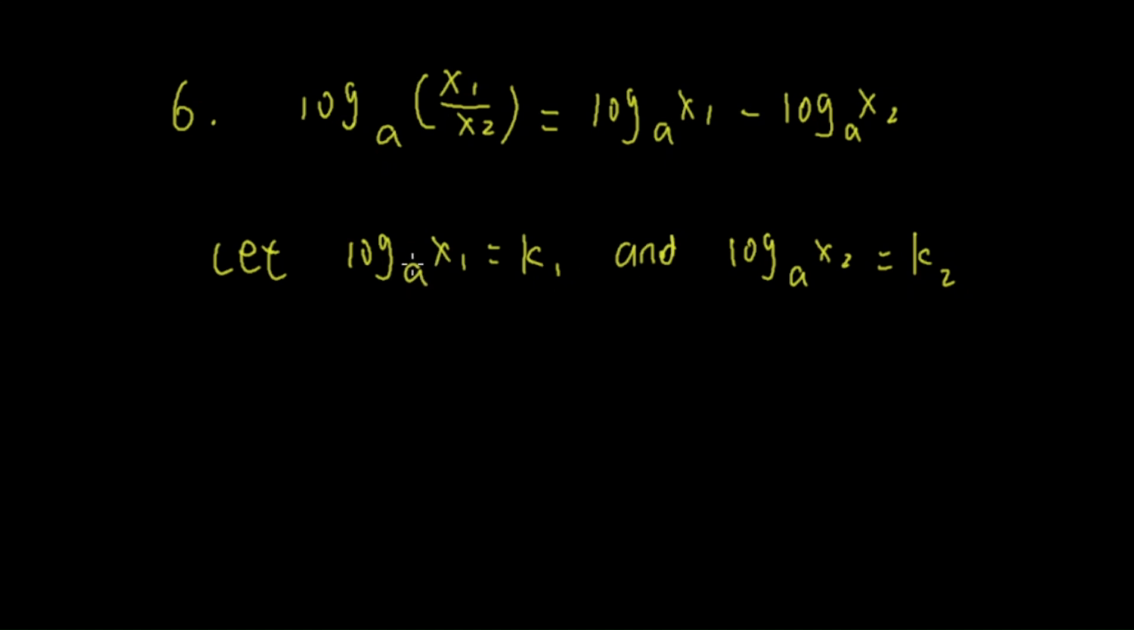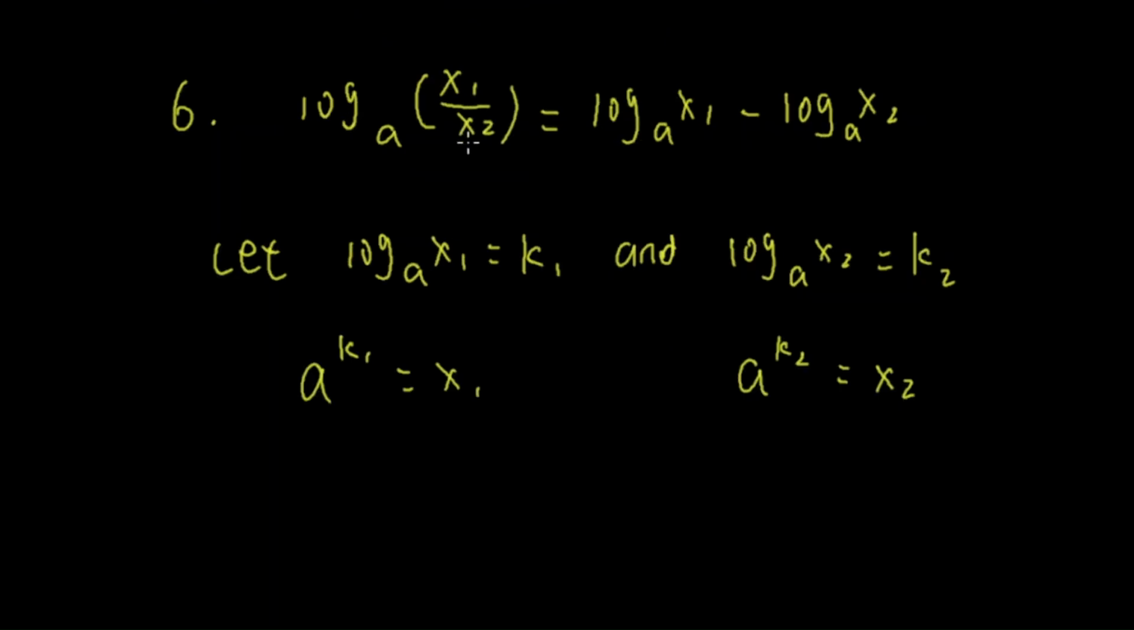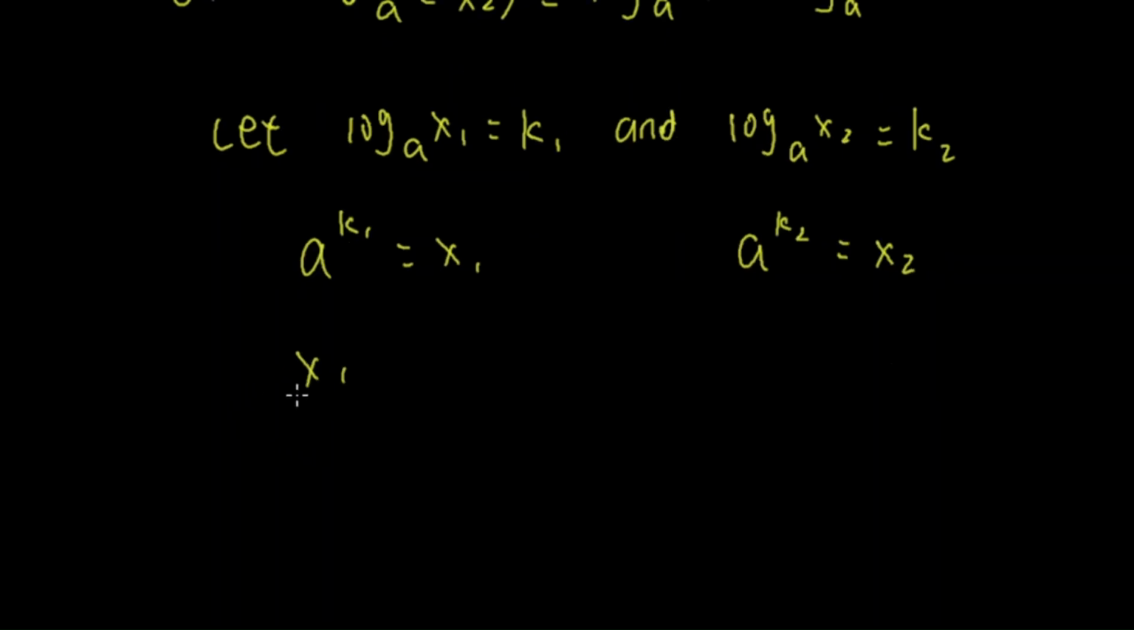Okay, that means a to the power of k sub 1 is equal to x sub 1, right? And on this side, a to the power of k sub 2 equals x sub 2. Okay, now we have to take x sub 1 divided by x sub 2, right? So x sub 1 divided by x sub 2 is equal to a to the power of k sub 1 over a to the power of k sub 2. Okay, it's the same base a here. That means this is equal to a to the power of k sub 1 minus k sub 2.